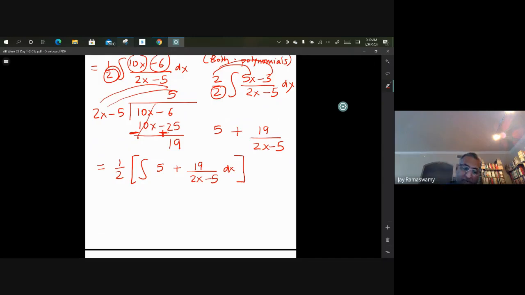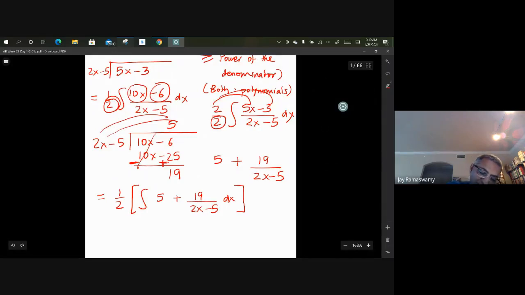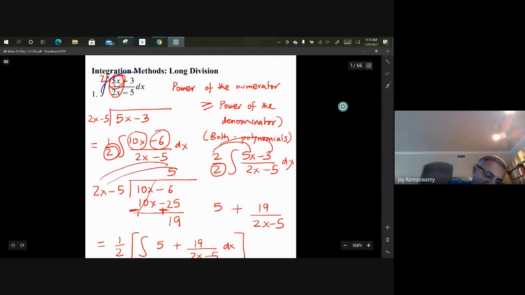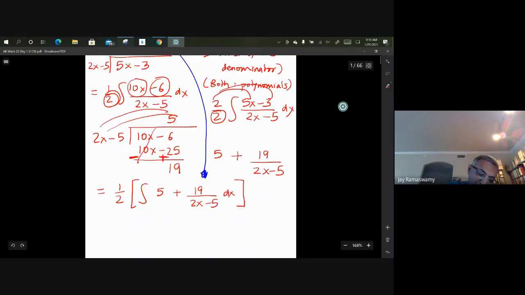Just to be clear, I'm writing this in blue so you can see the board. The original problem is the same as doing this one, because I just divided 5x minus 3 over 2x minus 5. Is everybody okay with that first step? I just rewrote the original problem by doing long division. Now, this can be integrated very easily.